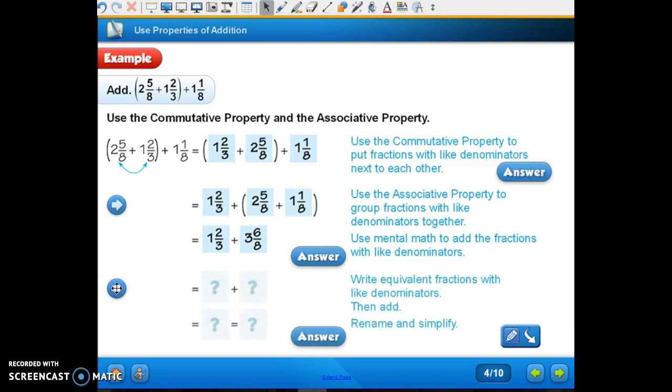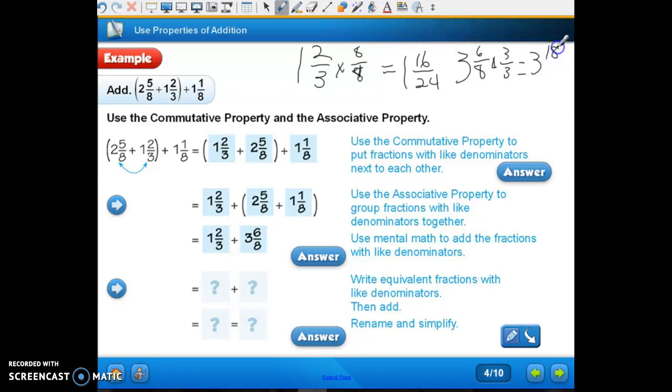What is going to be our common denominator of 3 and 8? 24. So what am I going to have to multiply 1 2/3 by to get 24ths? 8/8. So 8/8, which gives us 1 16/24. What am I going to have to multiply 3 and 6/8 by? 3 over 3, which is going to equal 3 and 18/24. Do you agree? Yes.